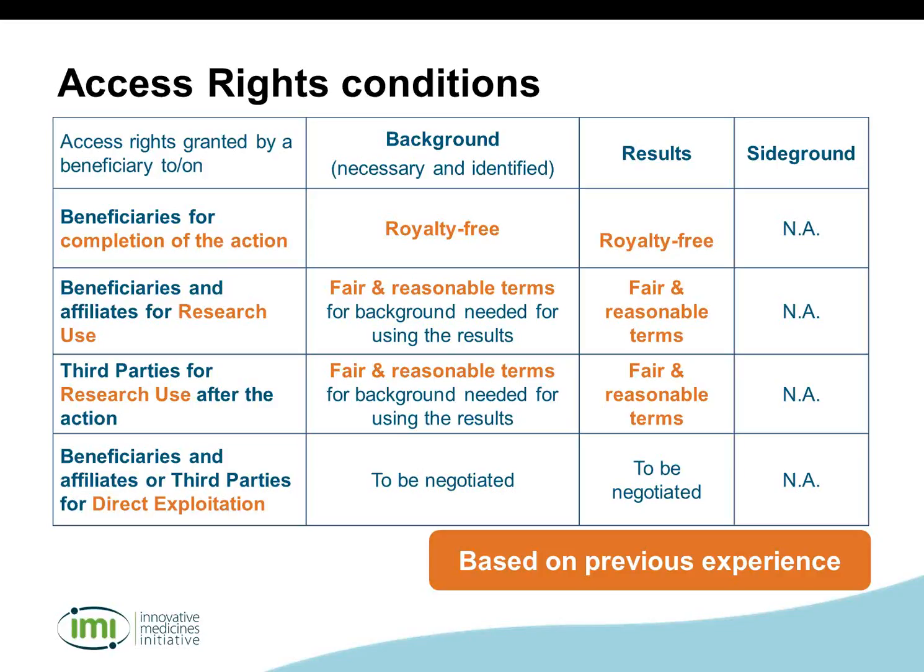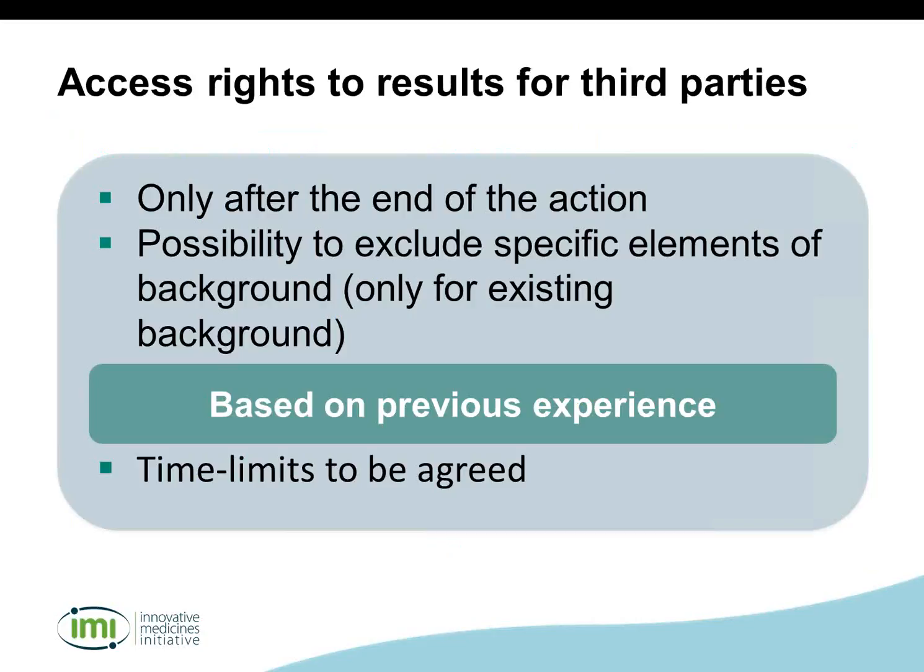Third party means organizations which are not beneficiaries in this action, but this applies only after the project ends. While, as you see at the very bottom of this table, beneficiaries and affiliates or third parties can apply, but they have no right to get access for direct exploitation. This is negotiated case by case. So if you are the owner of some result and somebody requests access for direct exploitation, then in that case you are completely free to negotiate as you see fit.